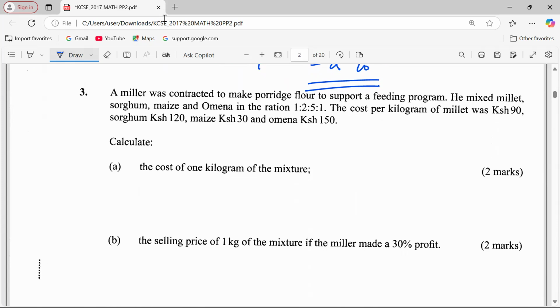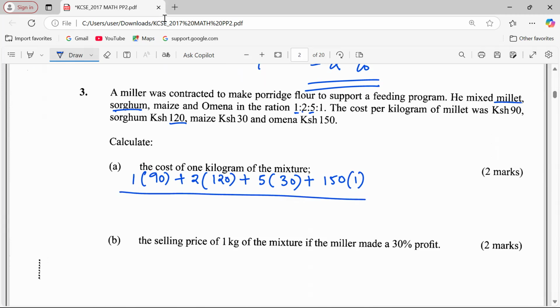So in this 1 kg, we have a proportion of 1, and that one translates to millet costing 90. Then we mix with 2 kgs of sorghum, each costing 120. Then we mix with 5 proportions, that's for maize, each costing 30. And finally, we have 150, and this is one proportion. So when you look at this, you discover that the total proportions are 1 plus 2 plus 5 plus 1, and that will give us exactly 9.